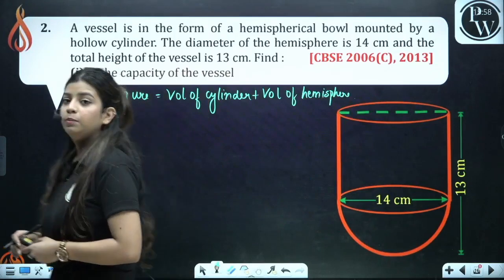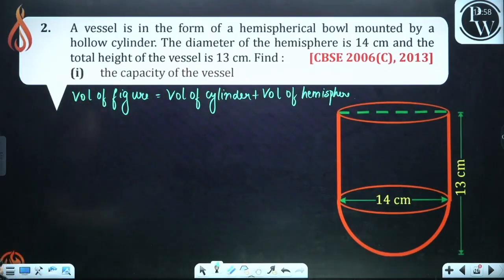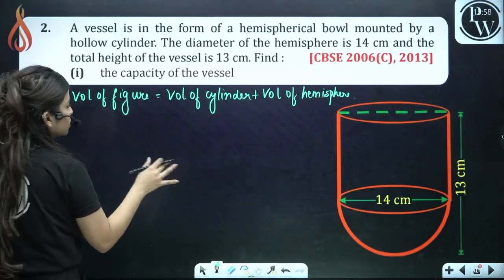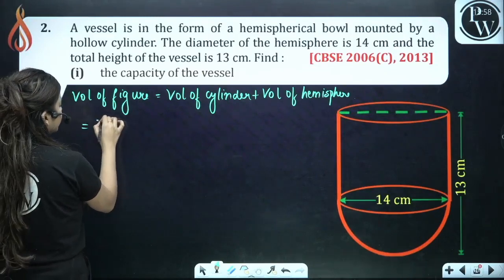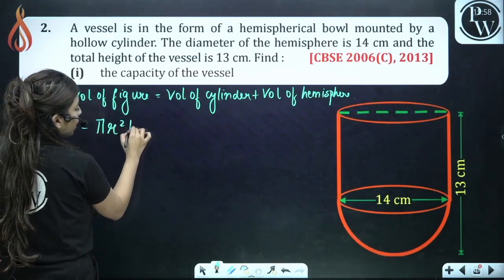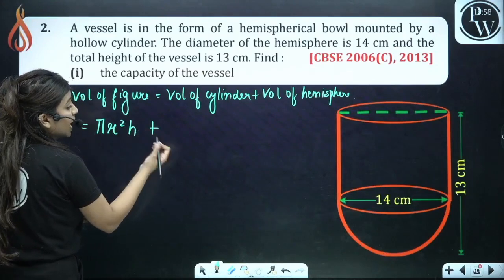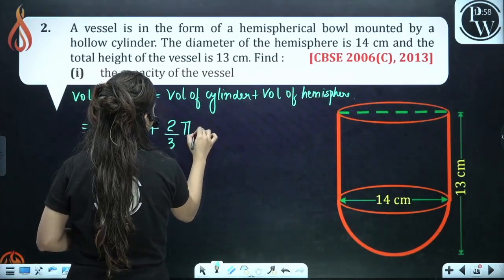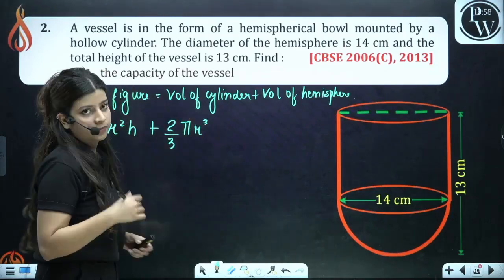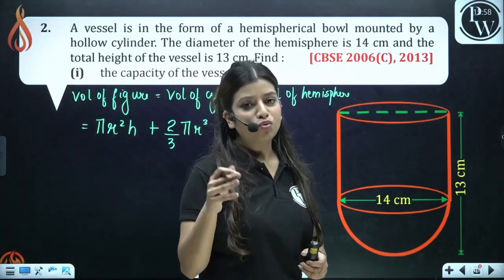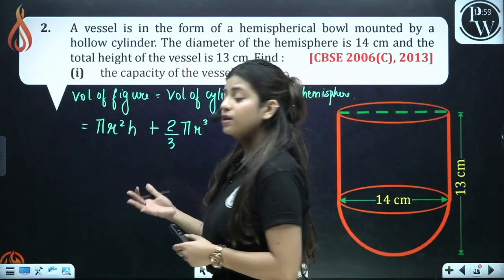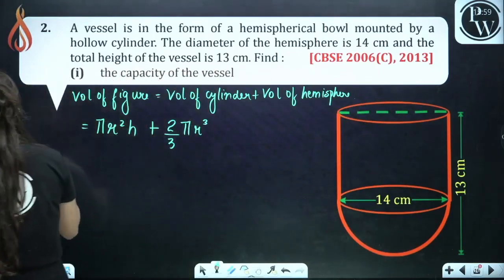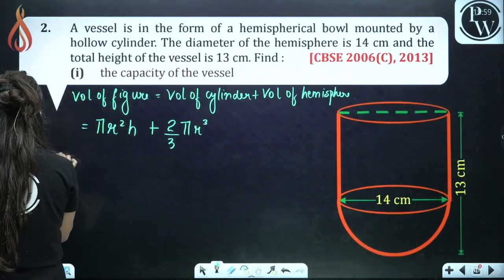Volume of cylinder plus volume of hemisphere. Alright, so this will be the volume of this whole figure. Volume of cylinder is what? Pi r square h. Volume of hemisphere, that is the lower portion, 2 by 3 pi r cube. This is what I'm suggesting: write down the formulas as soon as you do the question, and along with that practice the question so that it becomes easier for you.